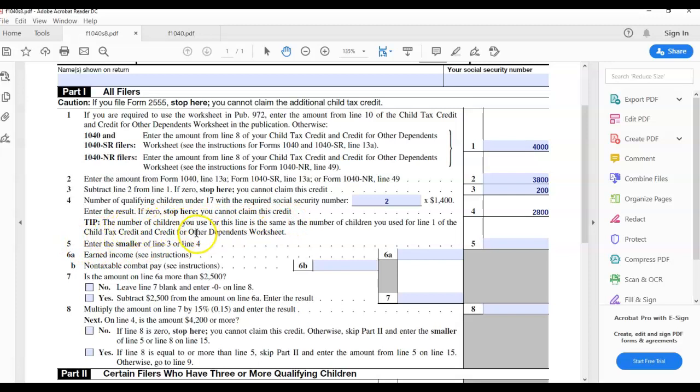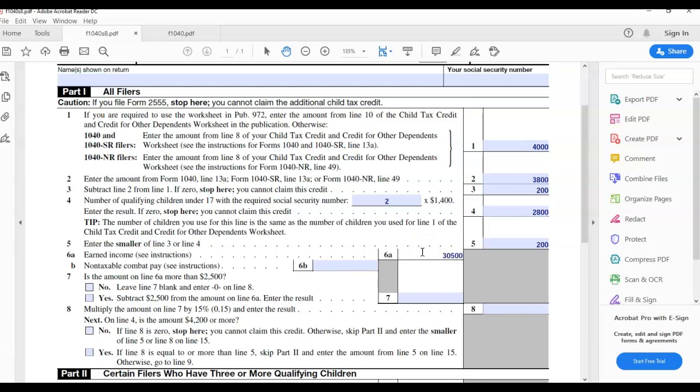The number of children you use for this line is the same as the number of children you use on line 1 of the child tax credit and credit for other dependents worksheets. So like I say, if you have two dependents that are under 17, that's the number they're talking about. And so when it says enter the smaller of line 3 or 4, the smaller is right here, that's 200. Then it says earned income. So the earned income, say it was $30,500.